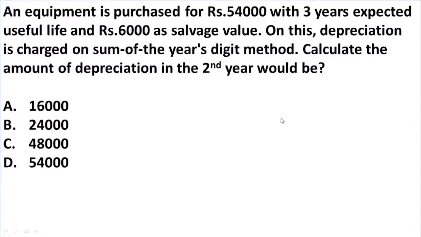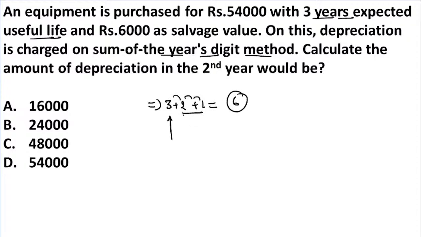The next question is again on the sum of the years' digits method. I hope everyone will solve this question. If the question is on the sum of digits method, you only have to understand what useful life is given in the question. In this question, the expected life is 3 years. So we only have to calculate the sum of the digits: 3 plus 2 plus 1, which equals 6. The 3 is considered for the first year depreciation, the 2 for the second year, and the 1 for the third year.